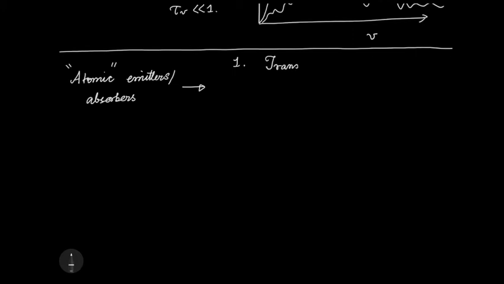So there can be two cases. One is transition between energy levels. This can be in an atom, in a molecule, can be rotational, vibrational levels also. There can be many different things, but this is essentially transition between energy levels.